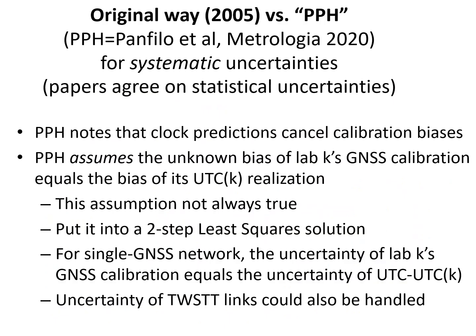In 2020, three highly respected and brilliant members of the BIPM staff published a paper on the systematic uncertainties. In this paper, they made an assumption that the unknown bias of a lab's GNSS calibration equaled the bias of its UTC realization. Put that into a least squares solution, and they found for a single GNSS network that the uncertainty of lab K's calibration equaled the uncertainty of its UTC realization. Wildly different from what was before.